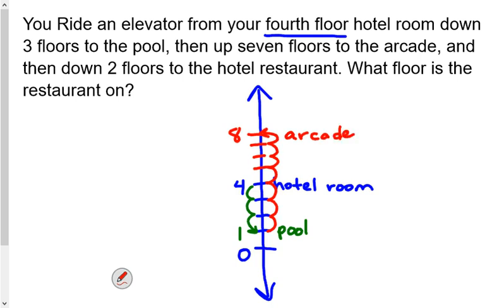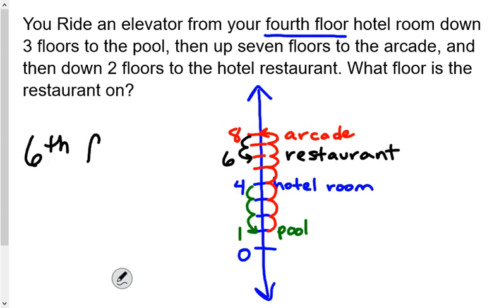And then down 2 floors to the hotel restaurant. So down 1, 2. So we are on the 6th floor restaurant. So what floor is it on? It is on the 6th floor. Now, if we wanted to ask what 0 was in this situation, 0 in this situation represents our ground floor or lobby level.